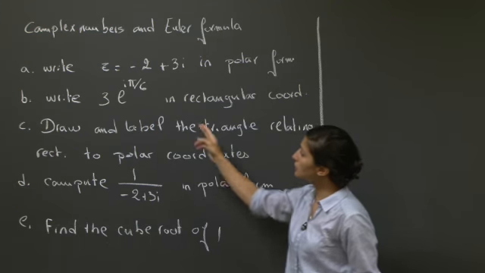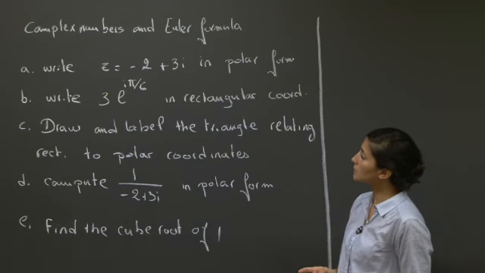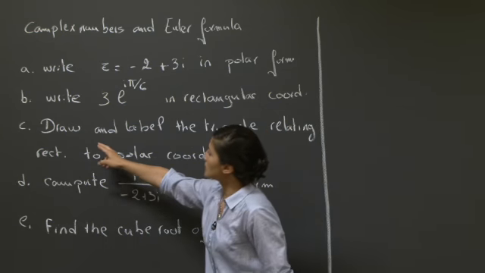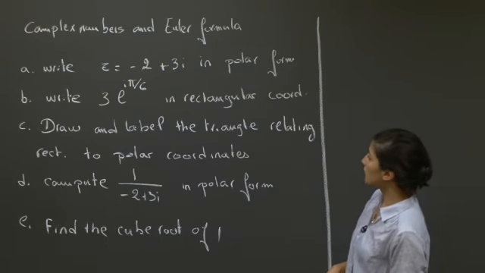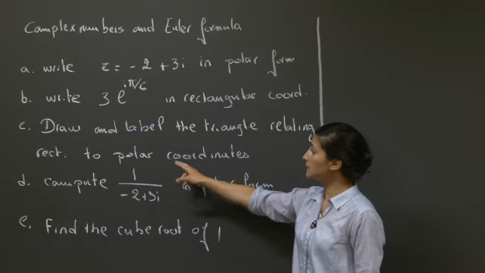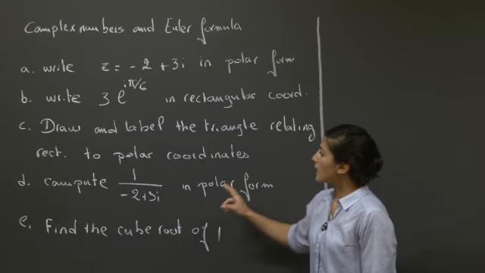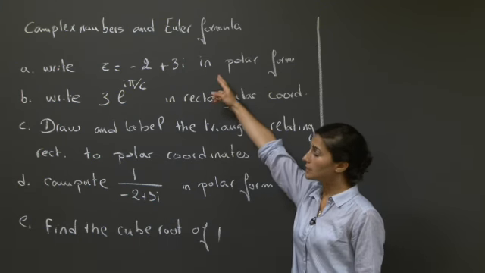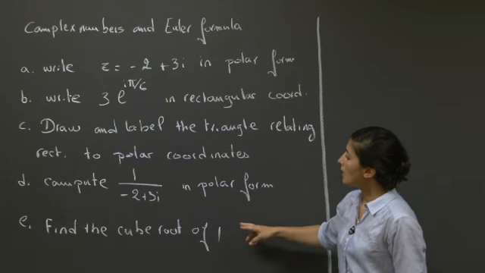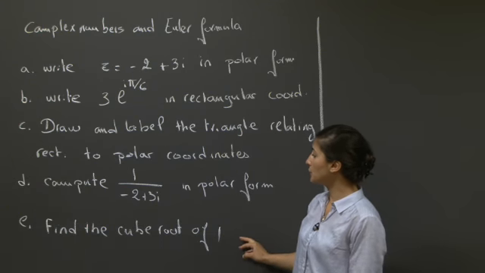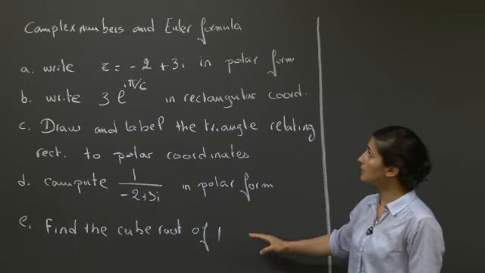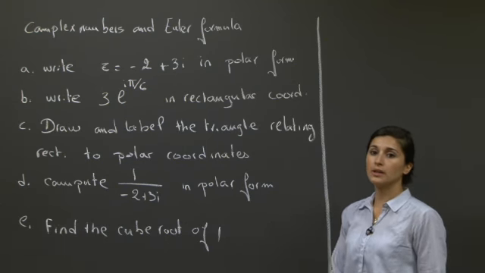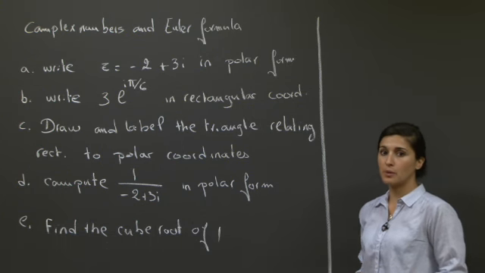The second question asks you to do the reverse, to write 3 exponential of i pi over 6 in rectangular coordinate form. Question C asks you to draw and label the triangle relating the rectangular coordinates to the polar coordinate form. D asks you to compute 1 over this complex number that we already saw in question A. And E asks you to find the cube root of 1. In all these questions, you will be using Euler's formula. So why don't you pause the video, take a few minutes to work out the problem, and we'll come back.